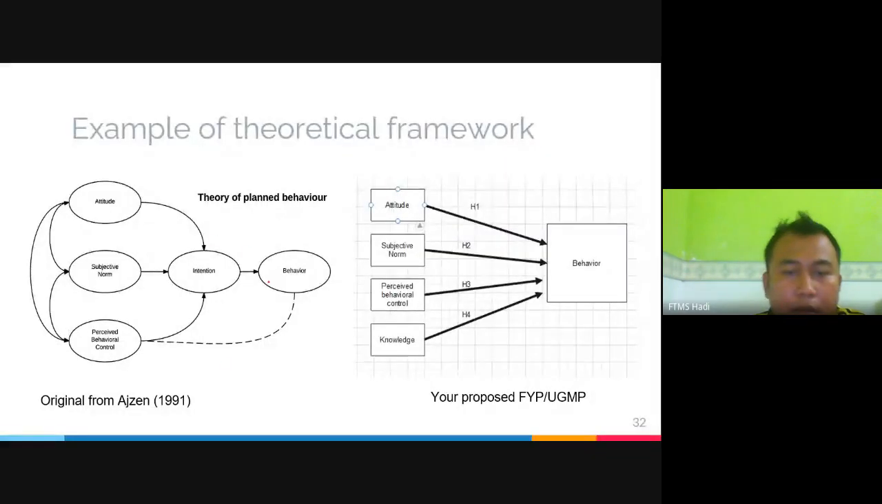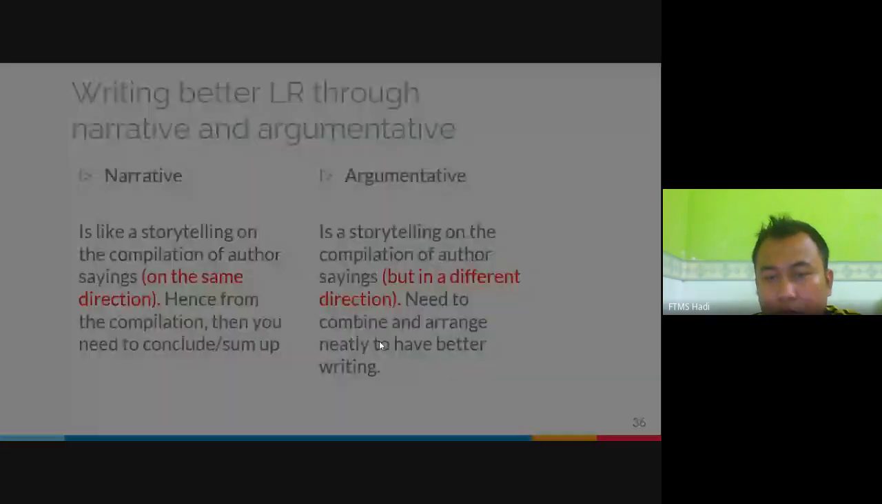Okay. This is the original, this is yours. You need to explain why you add this one and why you remove this one. Okay, so that is how you did it. Yeah, you need to justify. The mistake made by students is they didn't justify why they put this one. That is a problem. Yeah, for the theoretical framework you should do it that way.